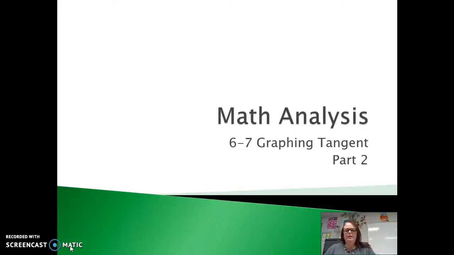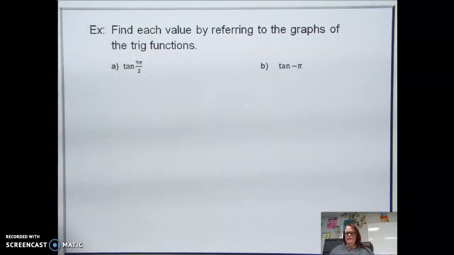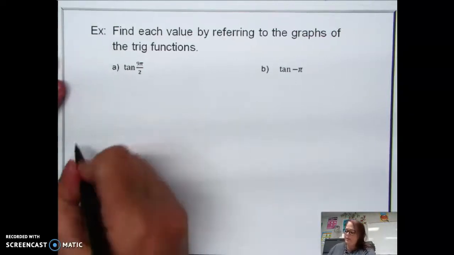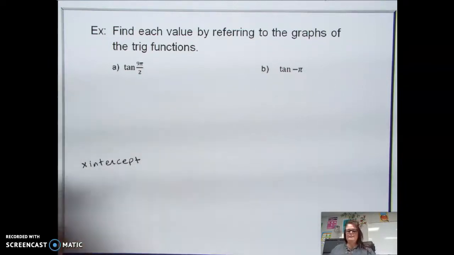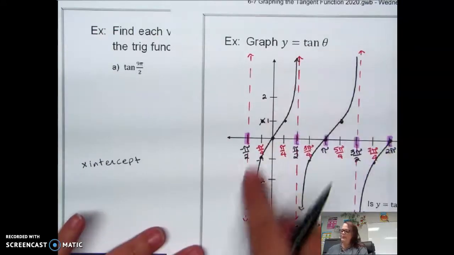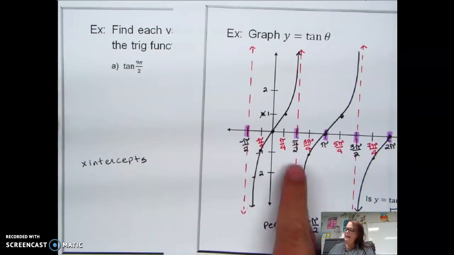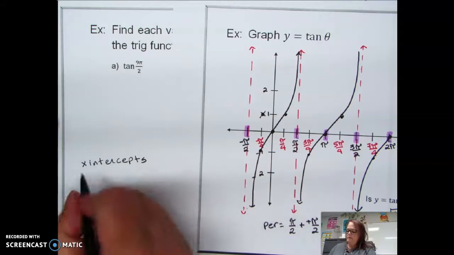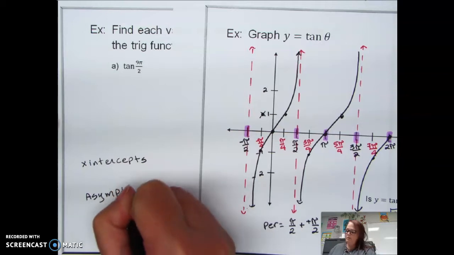All right, so in this next part, we're going to be looking at the graph that we created for tangents and looking at the patterns and seeing if we could use those patterns to find some values. Remember, things that we talked about in the past would have been x-intercepts. We would have talked about maxes and mins, but if you notice in this graph, I'm not going to have any maxes and mins because the range is all real numbers. But I want to talk about x-intercepts, and then the new thing that we want to talk about is where do we have the asymptotes. So those are going to be the two things that really drive what we know about tangent.